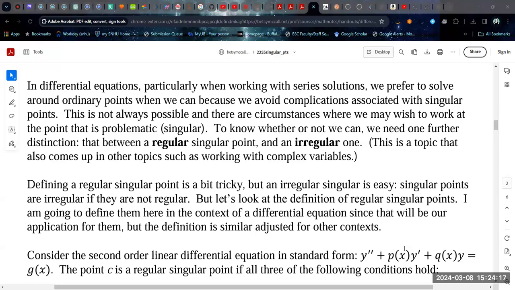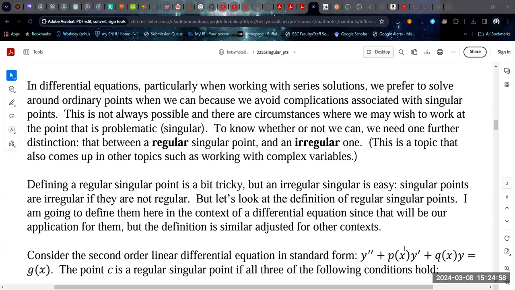Now, in differential equations, when we're working with series solutions, most of the techniques are designed to be working around ordinary points where we don't have any points of discontinuity where the denominators are not 0. It helps us avoid complications associated with singular points. So being able to just identify where the singular points are, and so where not to use your general techniques, is also incredibly useful. But it's not always possible to avoid singular points completely. And there may be circumstances where we want to work at this potentially problematic singular point.